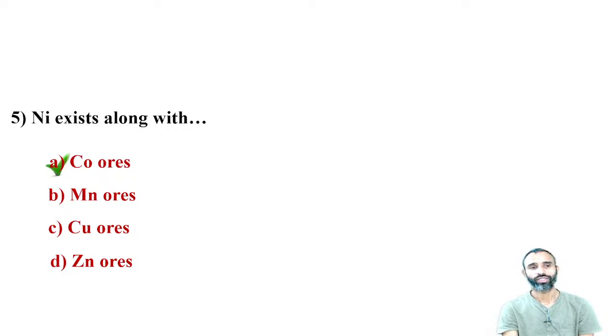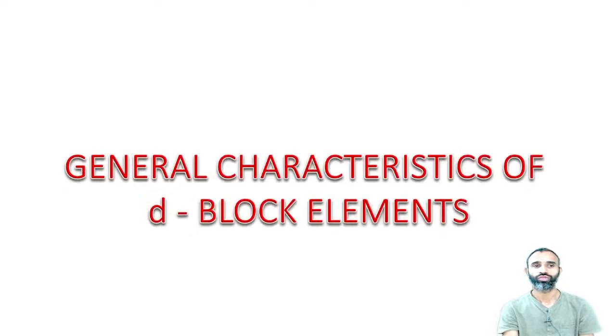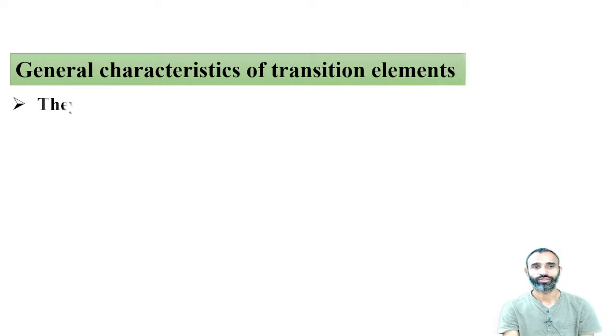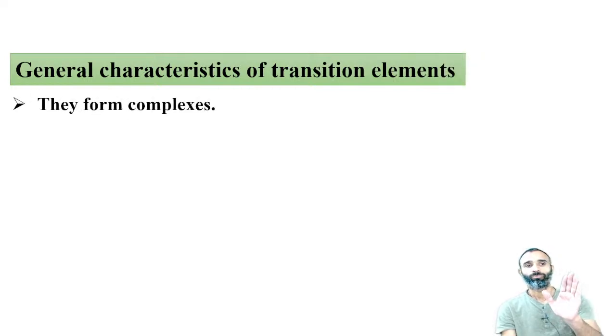Nickel exists along with cobalt, ores, nickel, cobalt. So first, a general characteristic of transition elements is that they form complexes. Why do they form complexes? Because of their ability to accept electrons. Because they have vacant d orbitals, meaning partially filled d orbitals, and they can have variable oxidation states.